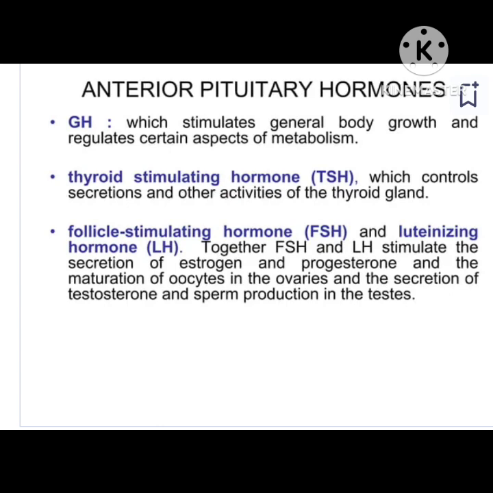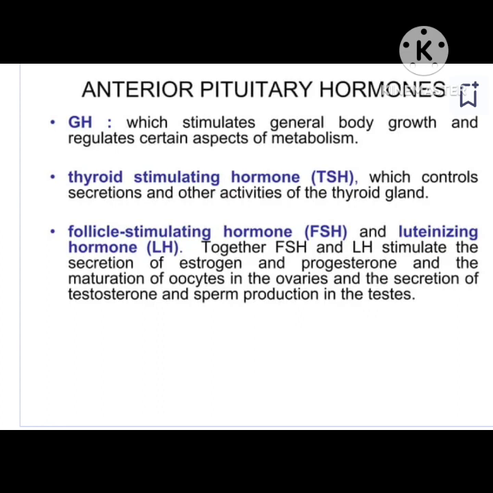Second is TSH. TSH is thyroid stimulating hormone, which controls secretion and other activities of the thyroid gland. Whereas follicle stimulating hormone, FSH, and luteinizing hormone, that is LH, together stimulate the secretion of estrogen and progesterone and the maturation of oocytes in the ovaries, and secretion of testosterone and sperm production in the testes. So these are the functions of these hormones.